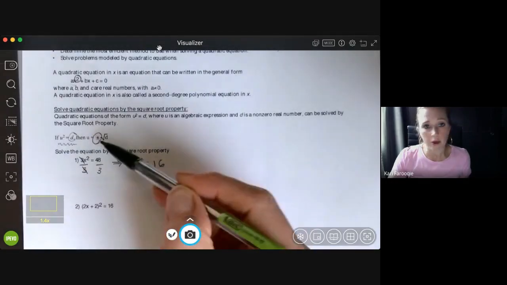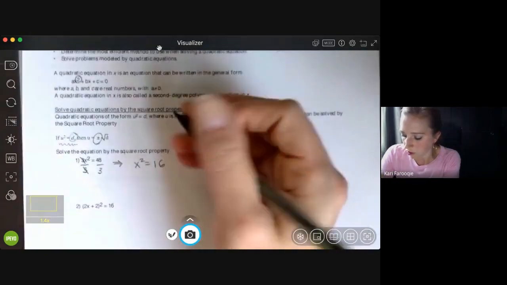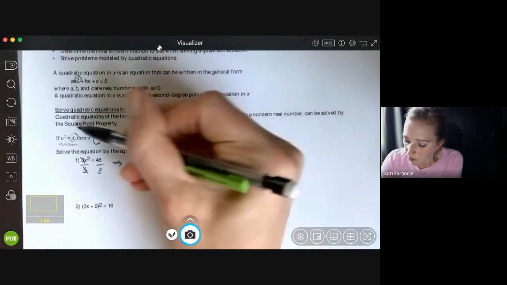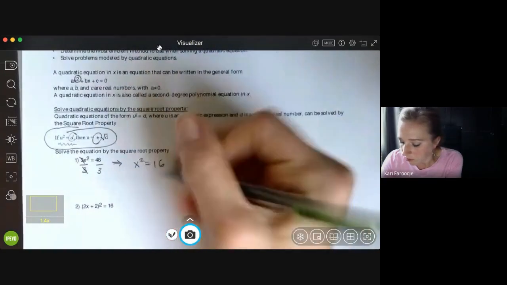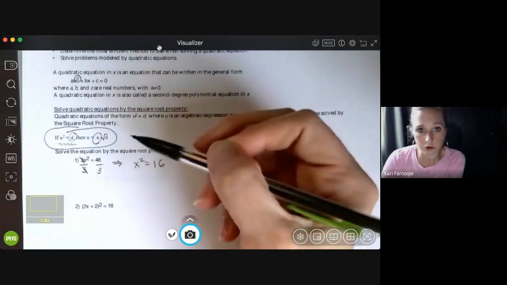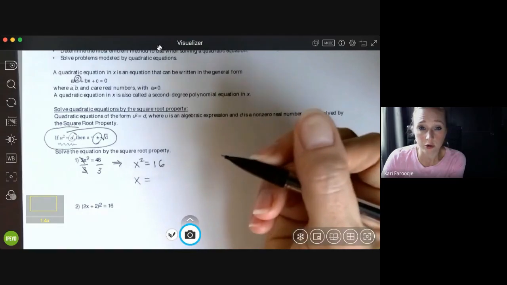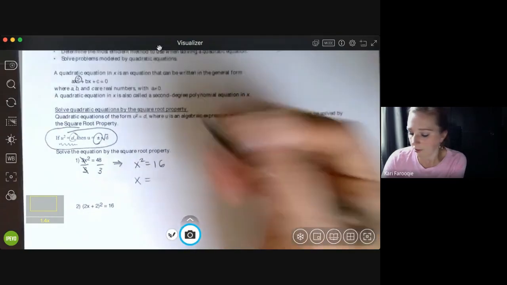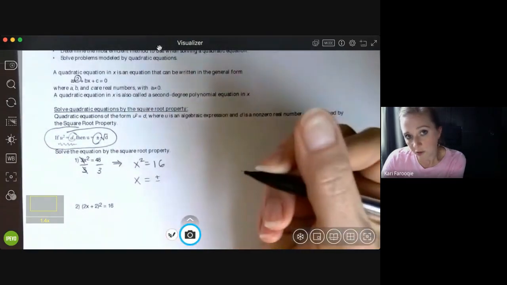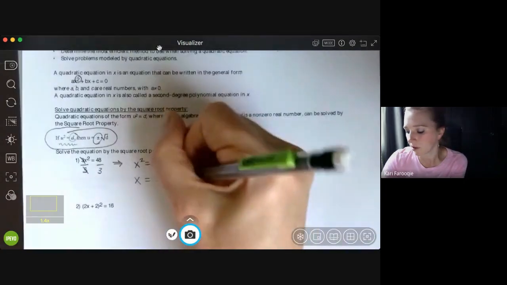I'm going to show you how we do it using the property. It's like one step. It's very straightforward. What we have now looks like this. If I want to just get x by itself, I'm going to take the square root on each side of the equation. When I take the square root of x squared, I just get x. Once I take the square root on both sides, I have to apply plus or minus.